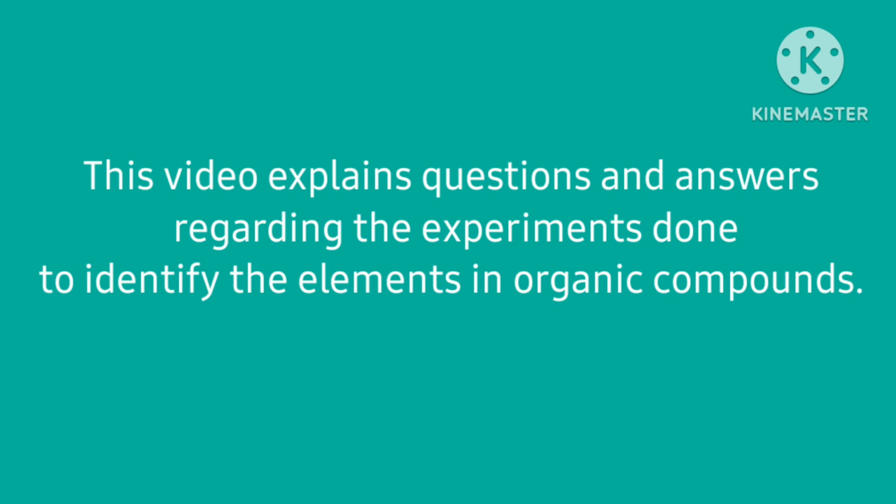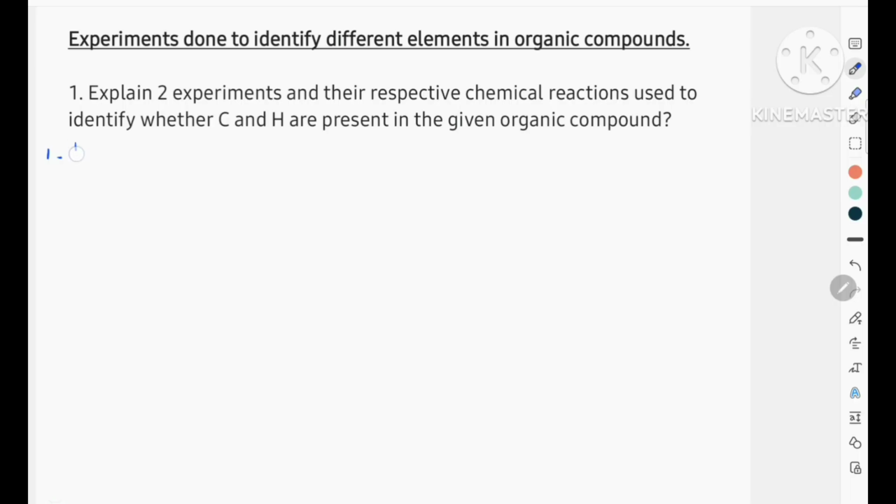This video explains questions and answers regarding the experiments done to identify the elements in organic compounds. The first question: explain two experiments and their respective chemical reactions used to identify whether carbon and hydrogen are present in the given organic compound.